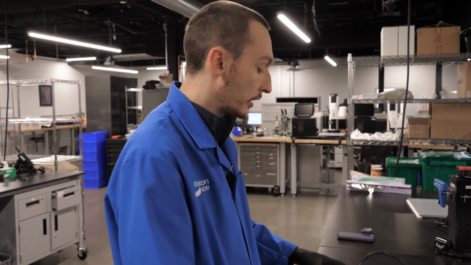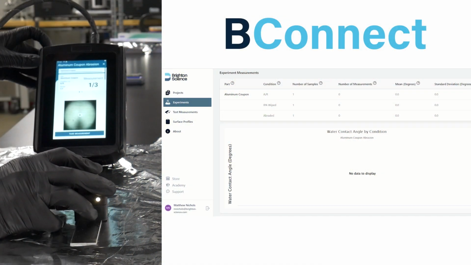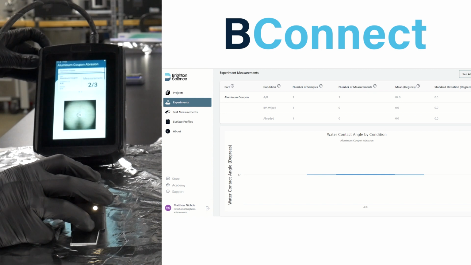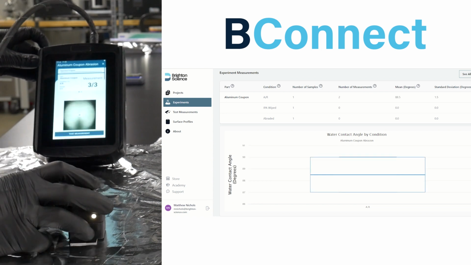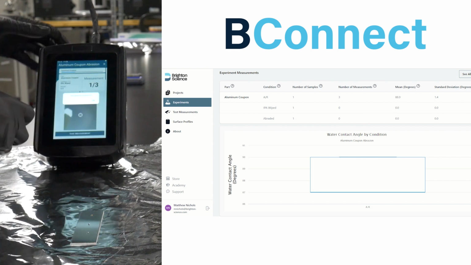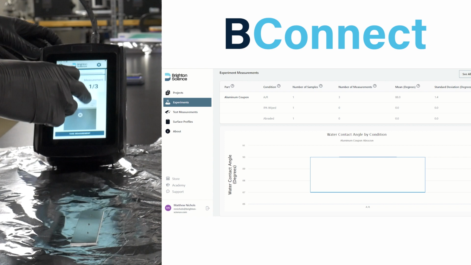We already have an experiment outlined for us on the BConnect, so it's just a matter of selecting it and starting it. So now we're going to take our baseline as-received measurements. 87, 90, 87. So we're consistently in the high 80s to low 90s range for our contact angles.